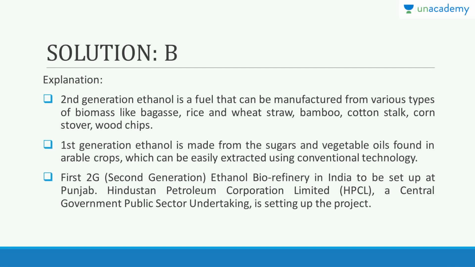Second generation ethanol is a fuel that can be manufactured from various types of biomass like bagasse, rice, wheat, straw, bamboo, cotton stalk, corn stover, wood chips. First generation is made from sugars and vegetable oils found in arable crops, which can be easily extracted using conventional technology. And the first second generation ethanol biorefinery is to be set up at Punjab, and HPCL, which is a central government PSU, is setting up the project.